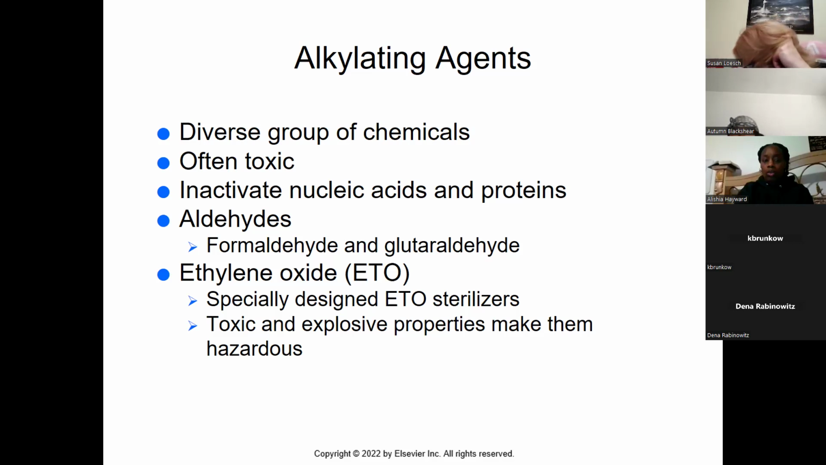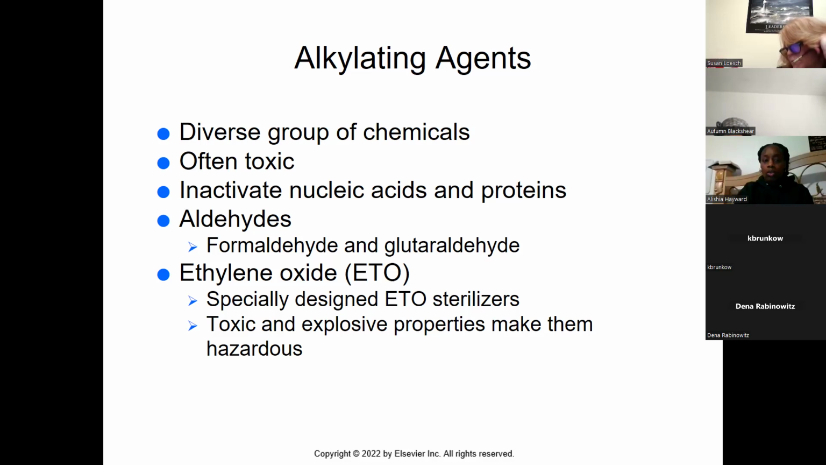Glutaraldehyde. You guys are familiar with that one, right? The glutaraldehyde is a yellow liquid, and it's used as a high-level disinfectant, and it'll kill most bacteria, viruses, and fungi, just a 2% solution, in a 10-minute span. Exposing items for 10 hours will achieve sterilization.